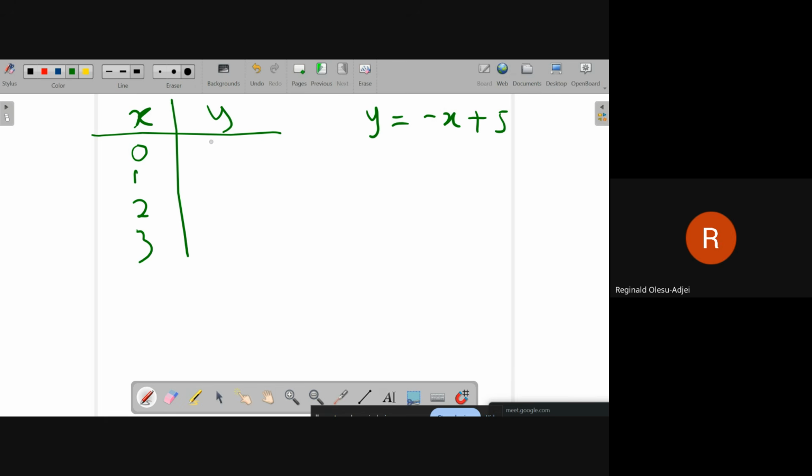Good. So when you put x as 0, y is equal to 5. When x is 1, y is what? 4. Good, so y will be 4. When x is 2, y is what? 3. When x is 3, y is 2. Good. Yes, y is equal to negative x plus 5.